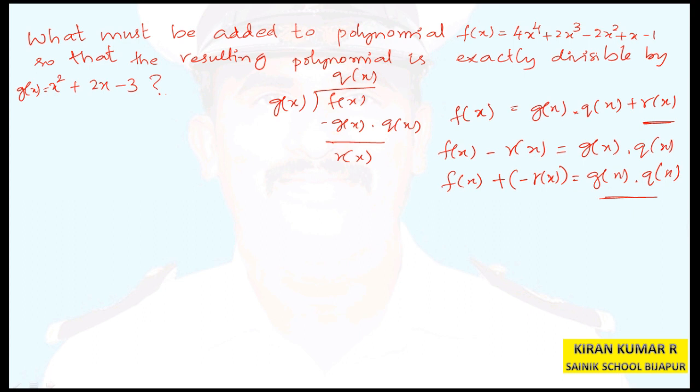Let me divide f of x by g of x. Divisor is x square plus 2x plus 3. Sorry, minus 3. That's why I have to be very careful while writing. f of x is 4x to the power 4 plus 2x cube minus 2x square plus x minus 1.